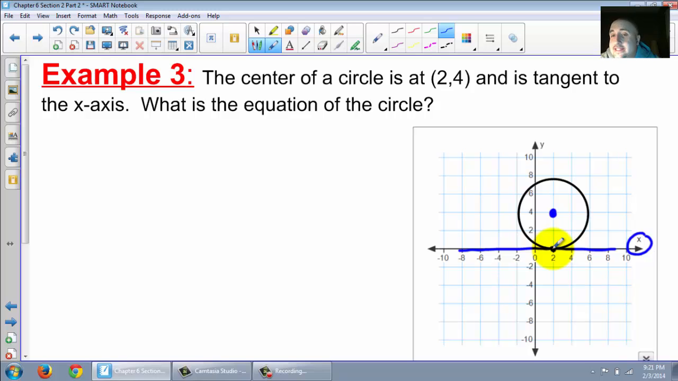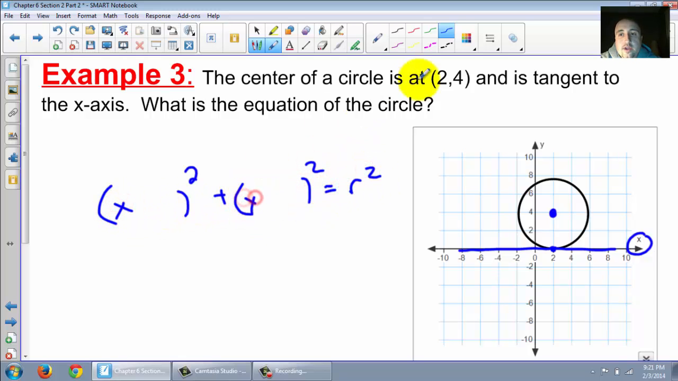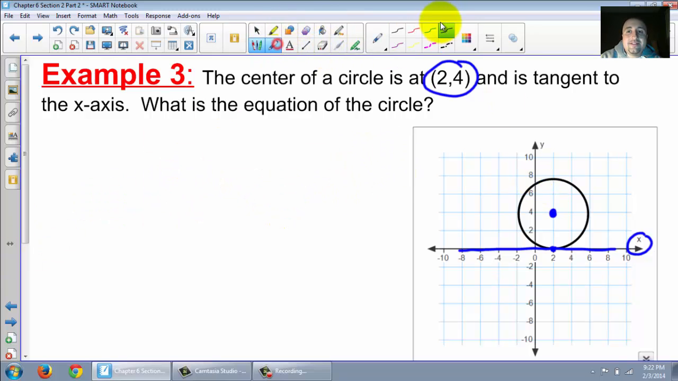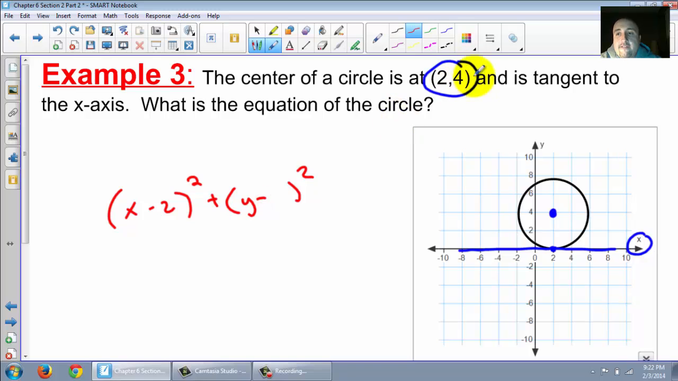So this one is actually the easiest equation out of all of them to figure out. Okay, so we have x, we have y. We already know our center is at (2, 4). So I'm going to start over. I don't like how sloppy I'm getting. Sorry about my sloppiness tonight. All right, so my x value is 2. So (x - 2)² + (y - 4)² equals. Now we need our r. So remember, this is r squared.